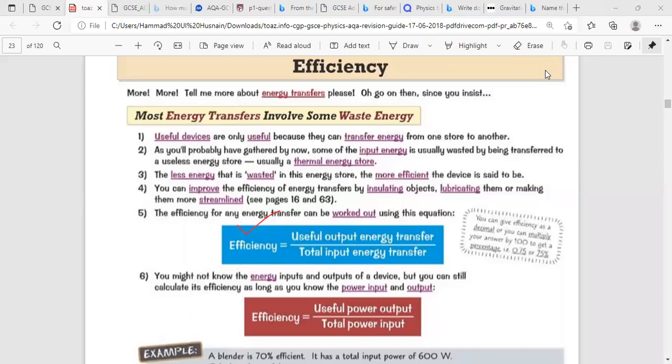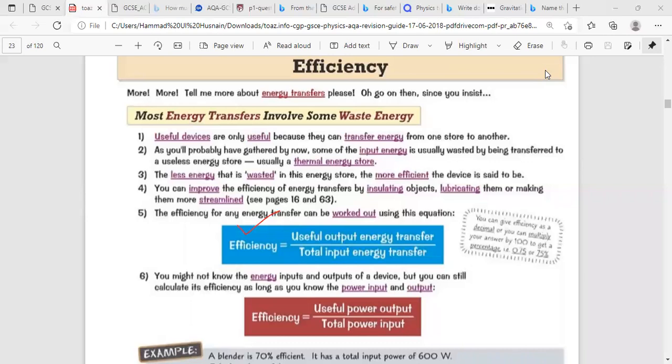What is written over here in your notes is a useful device. Useful devices are only useful because they can transfer the energy from one store to another useful energy store. As you probably have gathered by now, some of the input energy is usually wasted or transferred to a useless energy store, and that is called energy loss, right? So we want to reduce that energy loss. The less energy that is wasted, the more efficient the device is said to be.